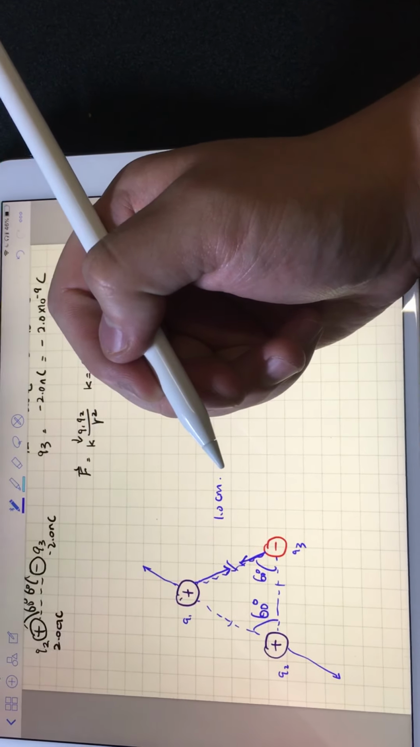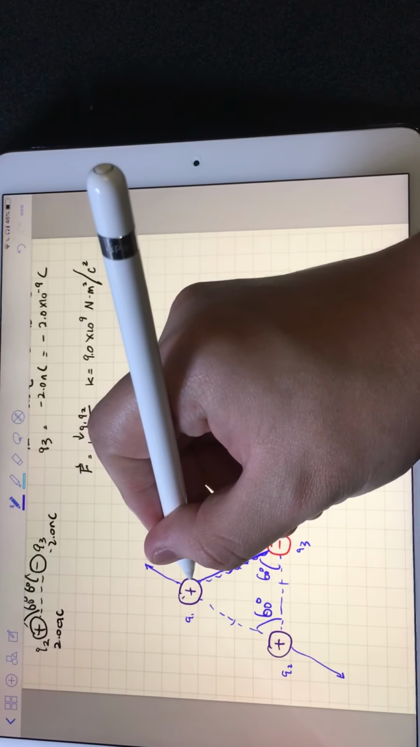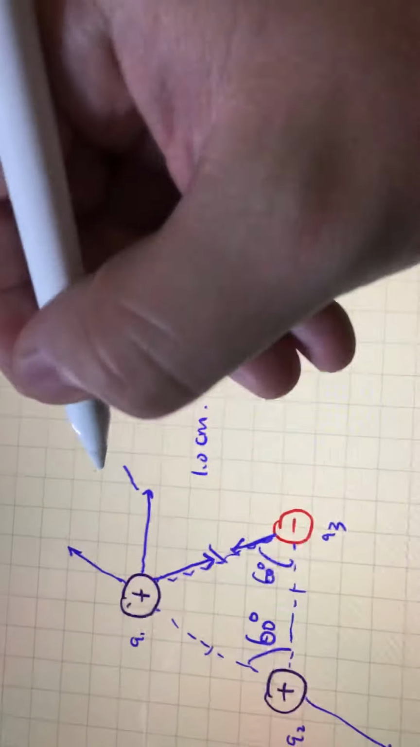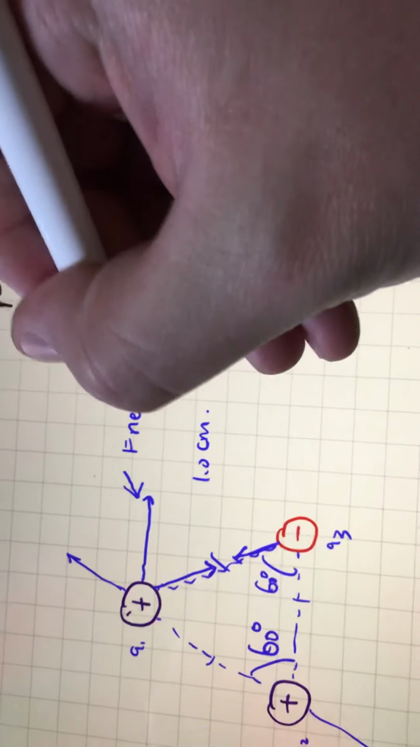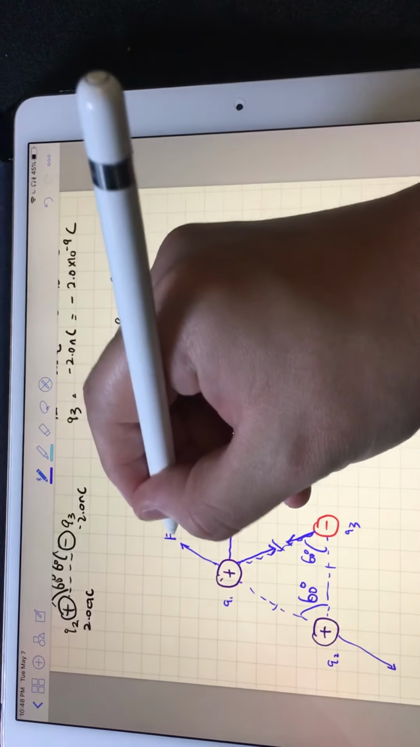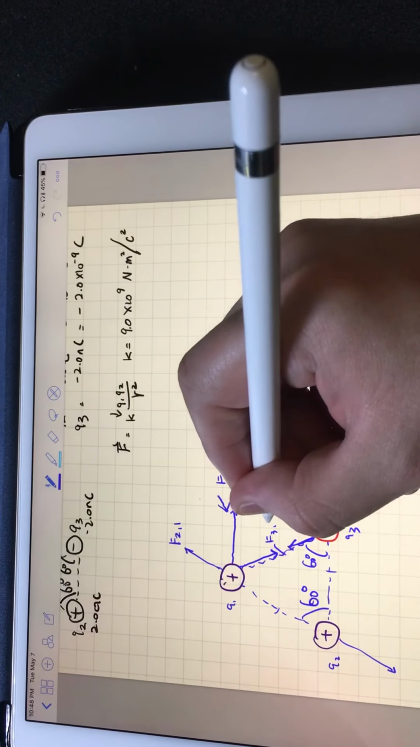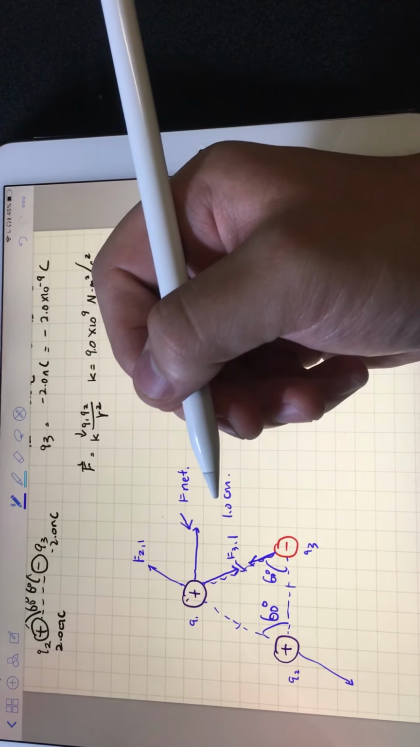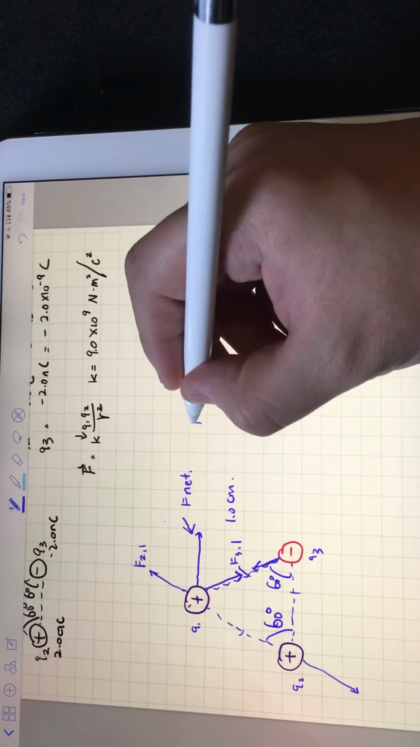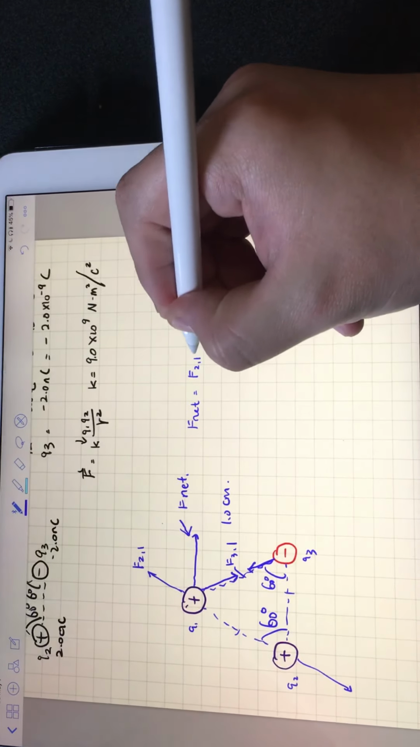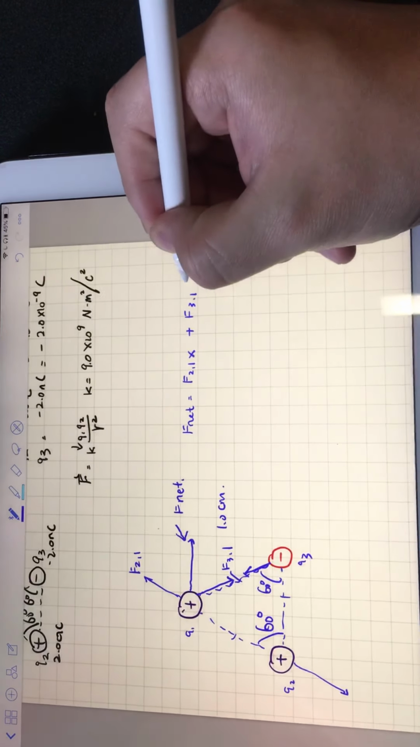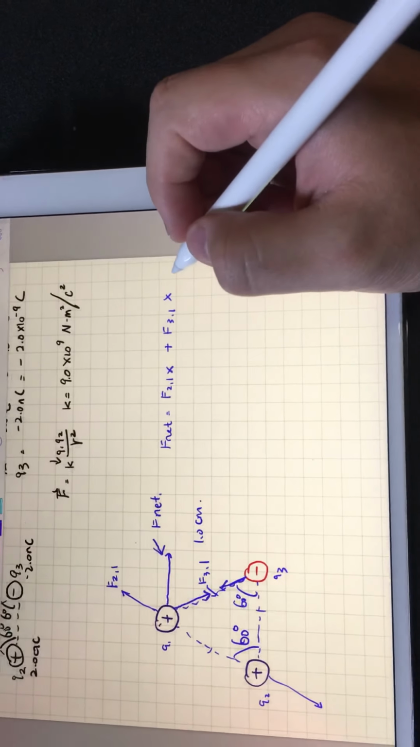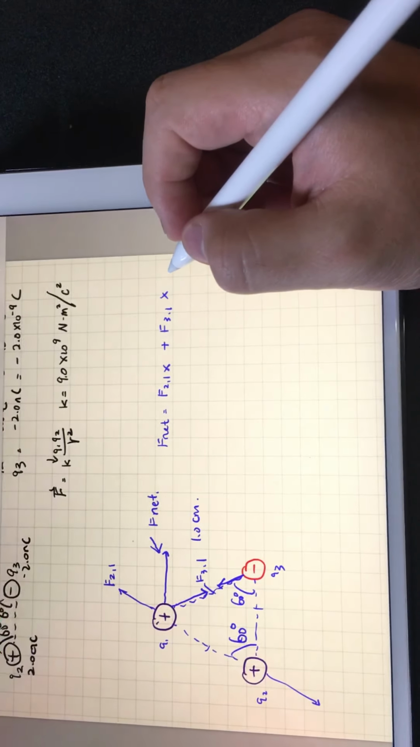We know how to draw the vector, head to tail, just like that. This is F net, this is F2 on 1, and this is F3 on 1. Now we need to solve F net, so we need to know its components. F net is F2 on 1 x component plus F3 on 1 x component. The sum of the x components is F net, because F net doesn't have any y component.